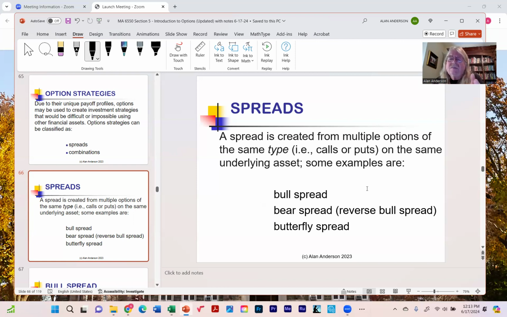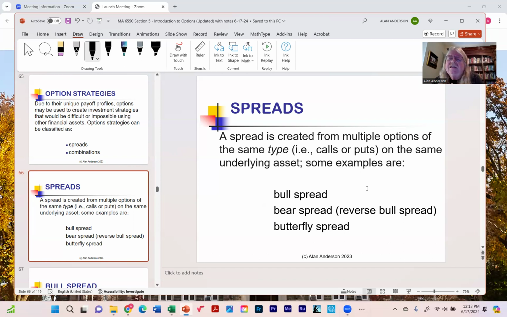Okay. Now, here's some cases that we'll be looking at. Sometimes the names of these things are helpful and help understanding what they are all about. Sometimes they're not. Okay, it depends. So here you can see we have a bull spread, we have a bear spread, which could alternatively be called, as we'll see why in a minute, a reverse bull spread. And then finally, we have a butterfly spread.